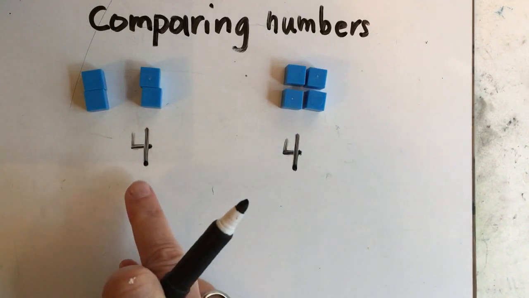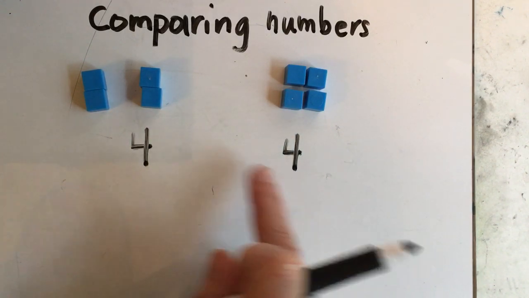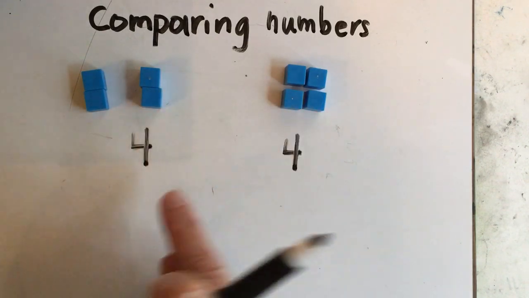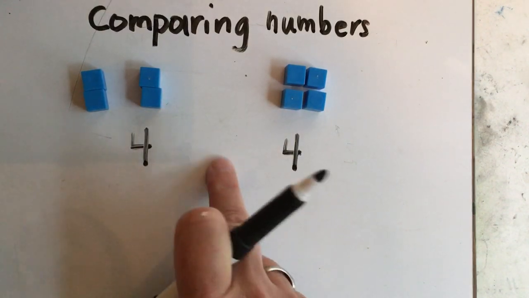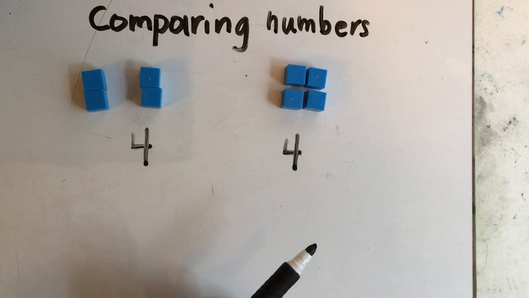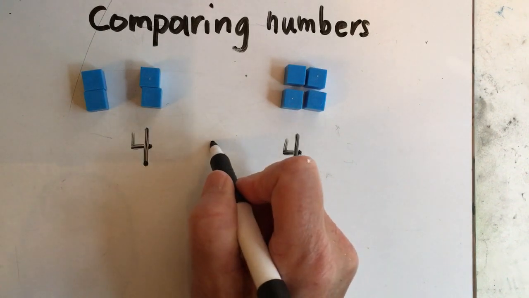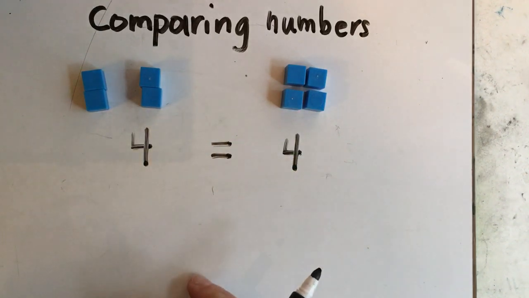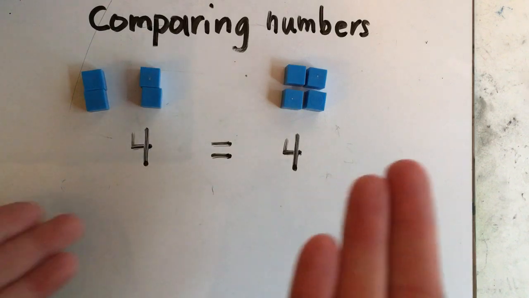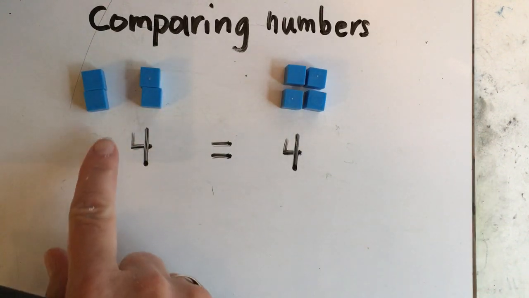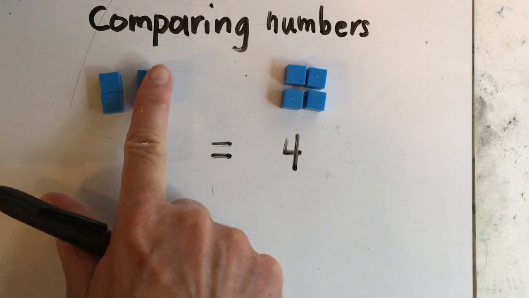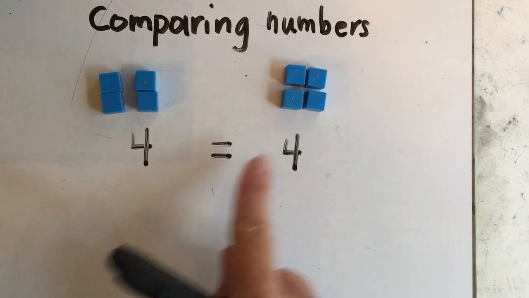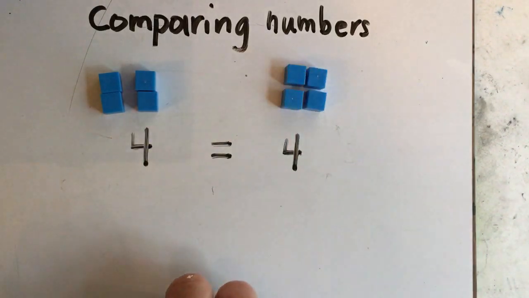So if I want to make a math sentence with these two quantities, what am I going to put in the middle to make this math sentence true? Of course, I'm going to use my equal sign. And you remember my equal sign means it's balanced. So these two and these two on this side balance with these 4 over here.